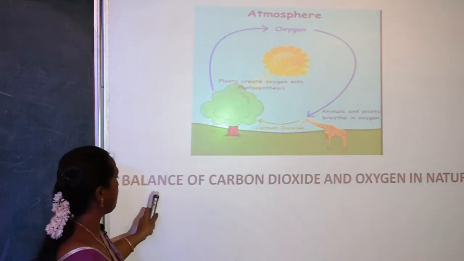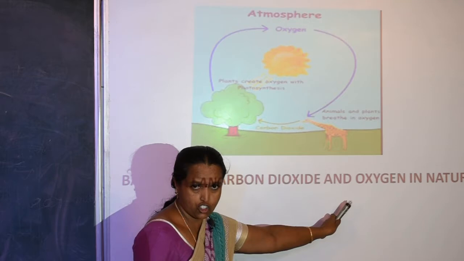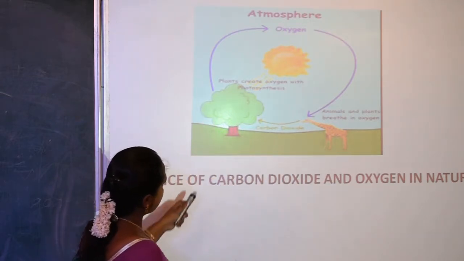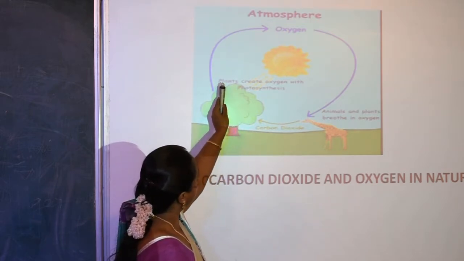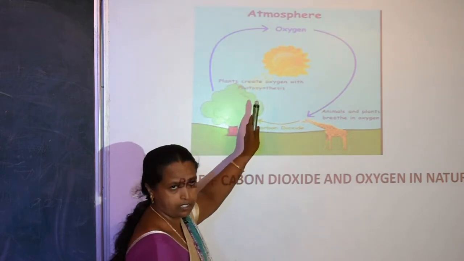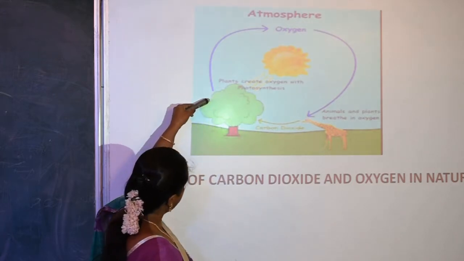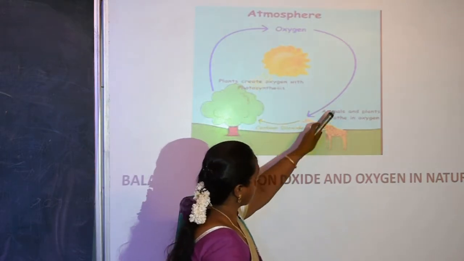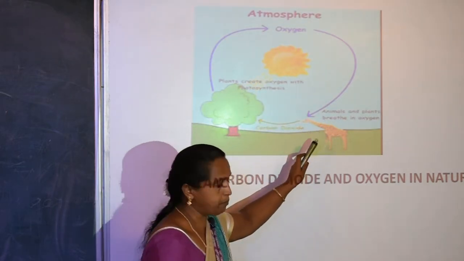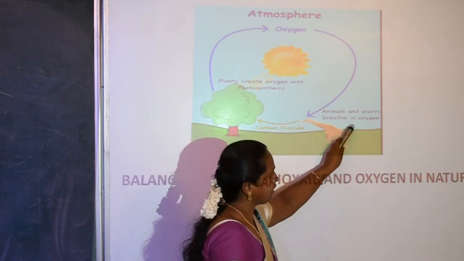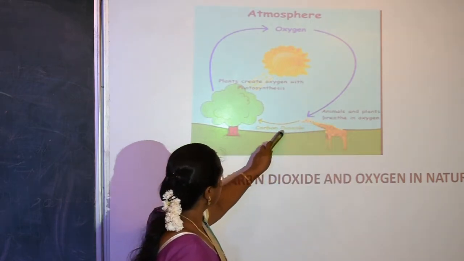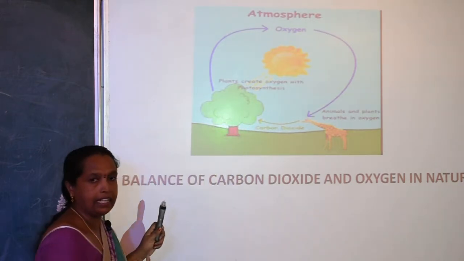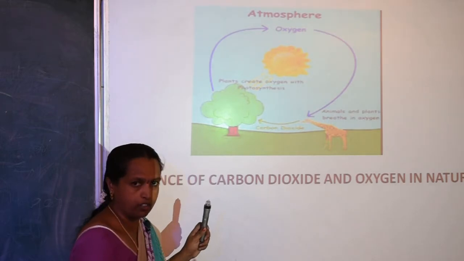So see this atmosphere, the balance of carbon dioxide and oxygen in nature. If you see this picture now, what do the plants need? Plants need the sunlight and carbon dioxide for photosynthesis, isn't it? Next, the plants now give out oxygen. Next, oxygen comes to the animals and human beings. Animals and plants breathe in oxygen. Next, what does it give? It gives out carbon dioxide to the plants. So it grows green and gives everyone oxygen also.